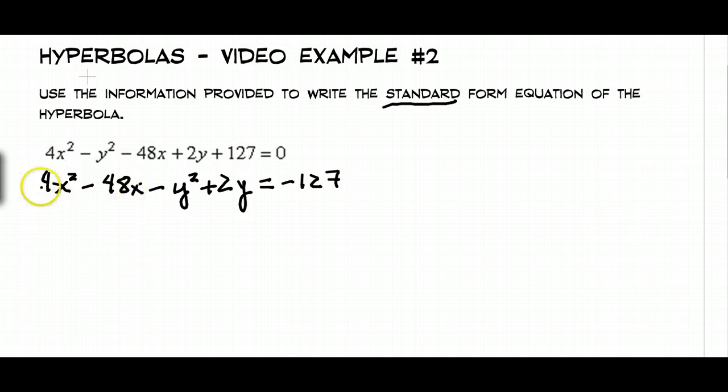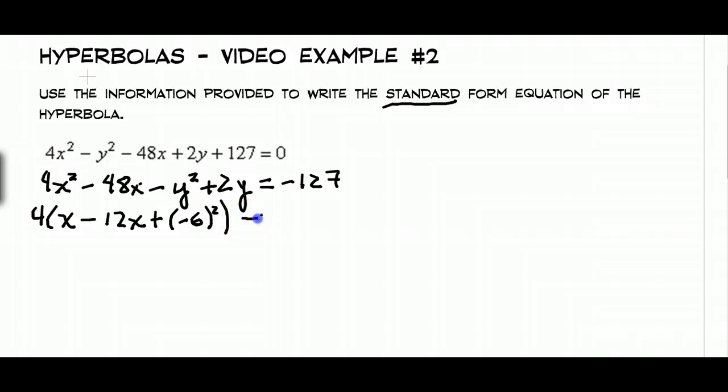Now, in order to complete the square, my leading coefficient here needs to be 1, so I'm going to factor out the 4. So I have 4 times x squared minus 12x plus, I need to take half of my coefficient of the x term, so that's negative 6 squared. And then over here, I'm going to subtract, and I have to complete the square over here, so I'm going to put parentheses around there.